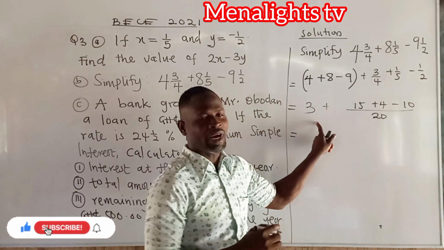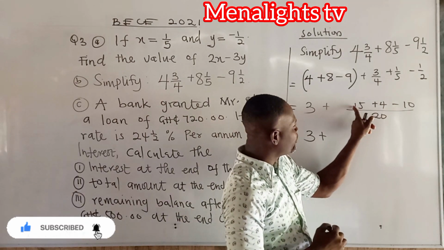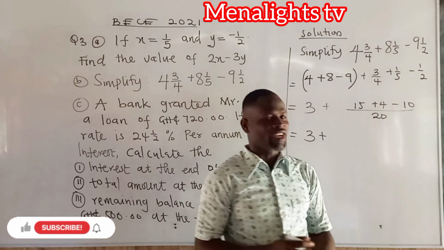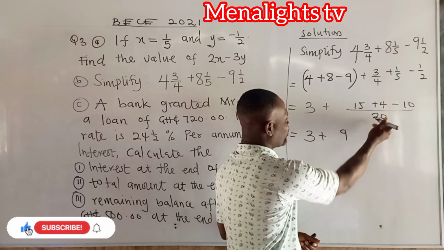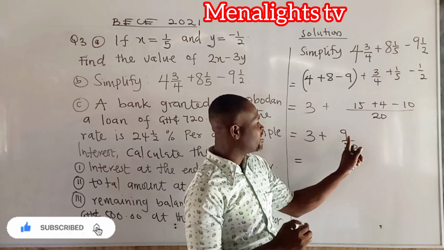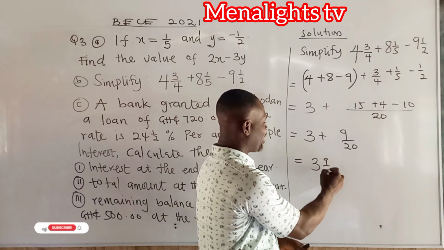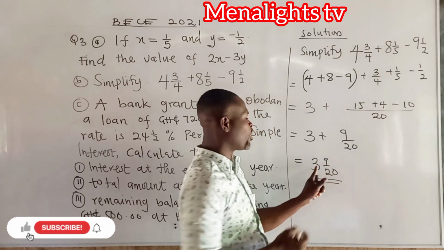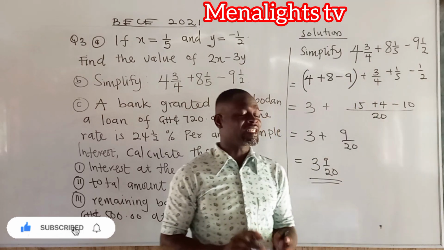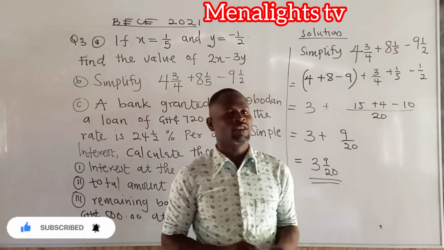So we have our whole number, which is 3. Then 15 plus 4 gives us 19, and 19 minus 10 gives us 9. So we are left with 9 out of 20. When we add 3 and 9 over 20, that gives us 3 whole number, 9 out of 20. This is the final answer for 4 whole number, 3 over 4, plus 8 whole number, 1 over 5, minus 9 whole number, 1 over 2.